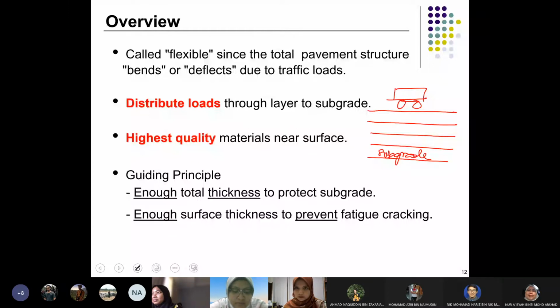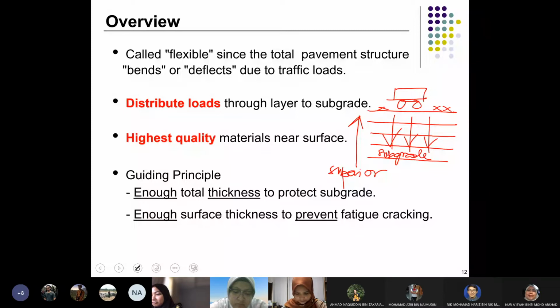Subgrade is the in situ soil. Okay, and then what else? It is highest quality materials near the surface. So makin dekat dengan permukaan, lagi superior material you kena guna. Okay, lagi tinggi, lagi superior material you can provide. Highest quality, sebab dia come in contact with the load directly. So kena provide highest quality lah, makin dekat dengan pavement surface.